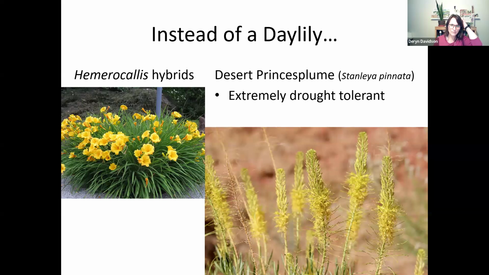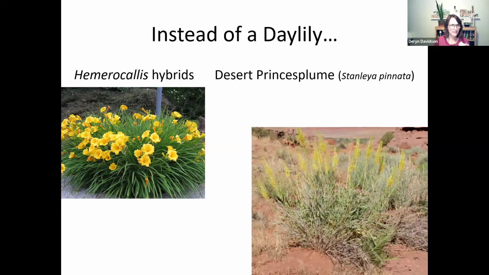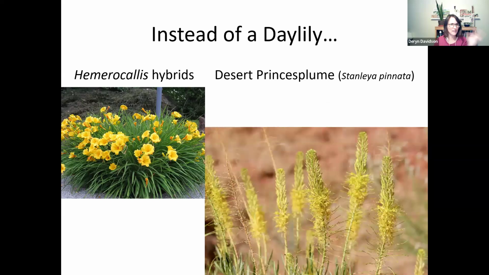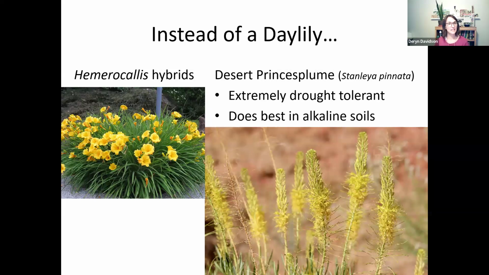But you can see a similar yellow flower. And if I go back, well, you can't really see in that picture, but it has similar strappy leaves. It does best in alkaline soils. What we have in Colorado for the most part is alkaline soils. You see this one on the west slope quite a bit along roadsides.